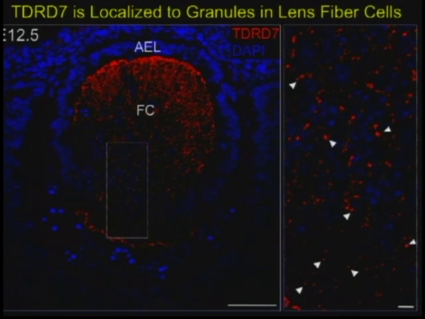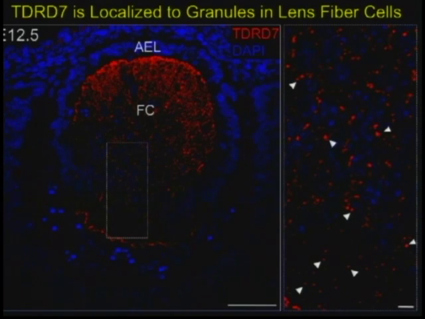The first thing we did was generate an antibody against the mouse Tdrd7. Shown here is an expression of Tdrd7 at an E12.5 mouse lens, in sections. Here the AEL is on the top. This is oriented slightly differently from the previous picture, the lens that is. And one can appreciate that Tdrd7 is expressed in the cytoplasm, and on closer inspection one can see that it's expressed as granules and can be seen in a perinuclear fashion as well as restricted to the anterior part and the posterior part of the lens.